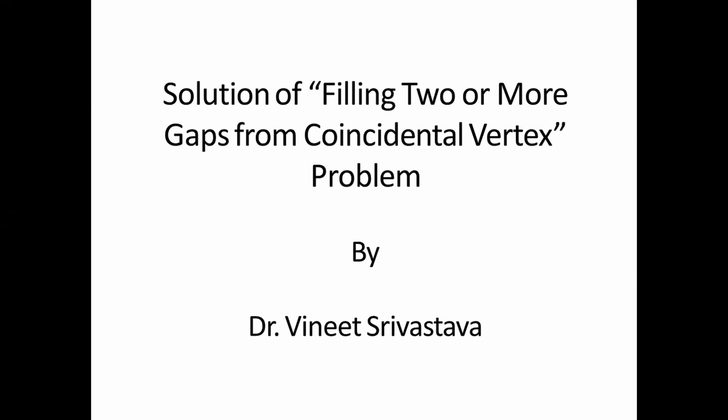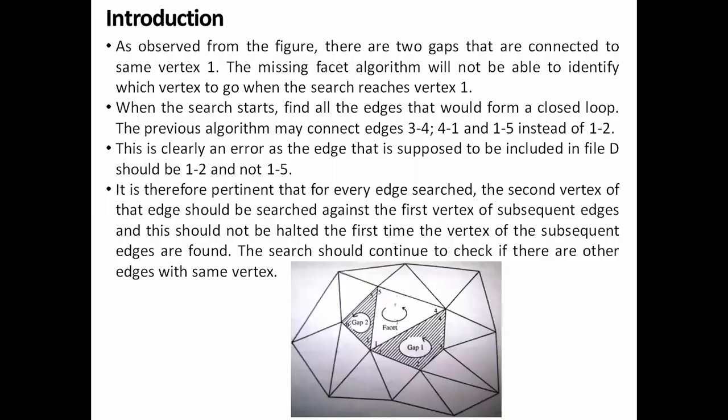In the last class, what you saw was that if there is a gap in the STL file, how will you fill that gap? Continuing with that same theme, today we are going to discuss what happens if there are more than one gaps and the two gaps have one common vertex. In that case, how would you solve the problem? How would you solve the algorithm?